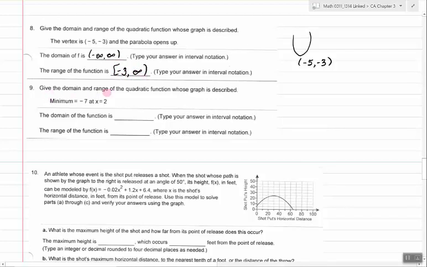Number 9: find the domain and range. The minimum is negative 7 at x equals 2. If it has a minimum, then it's opening upward. The vertex is at 2, negative 7, because the minimum is always the y, and then it says x is 2. The domain goes from negative infinity to positive infinity: all your x's, the smallest x is negative infinity, the largest x is positive infinity. The range is the bottom y, which is negative 7, to the top y, which is infinity.